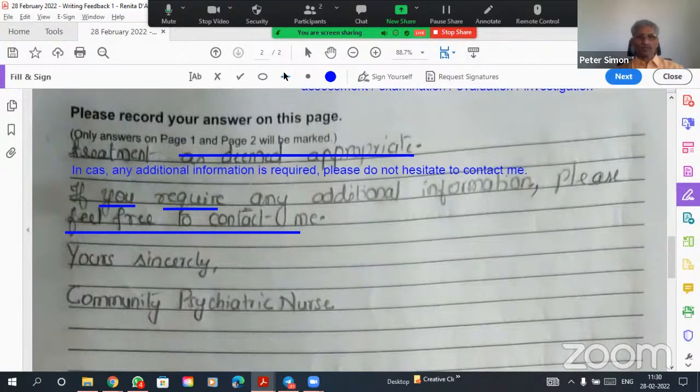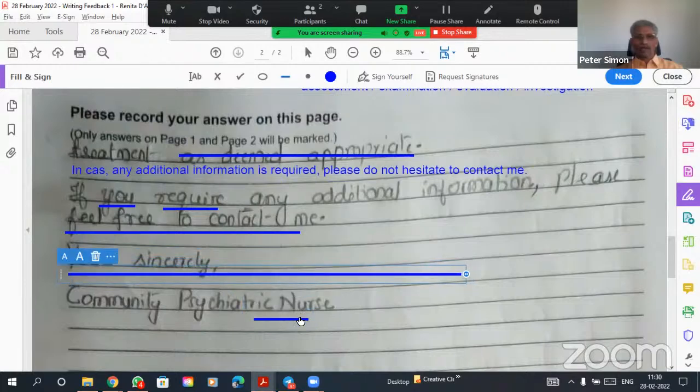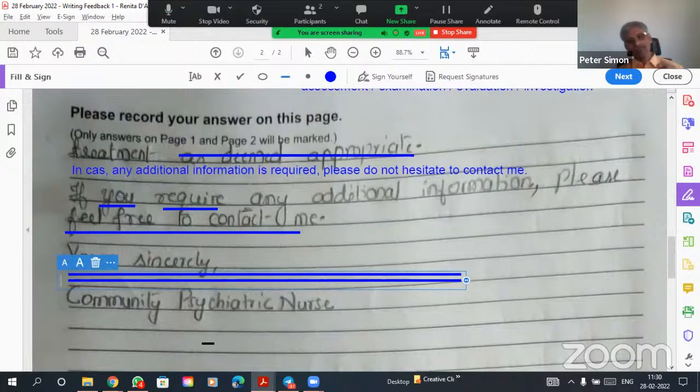Leave 2 lines here, 2 lines, not 1 line. Okay, 1 line here and another line. So 2 lines you have to leave. Why 2 lines? Because after Yours sincerely, you leave 2 lines. One line is normally left, and another line for signature and name. Community psychiatric nurse.